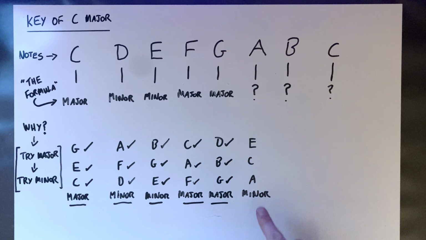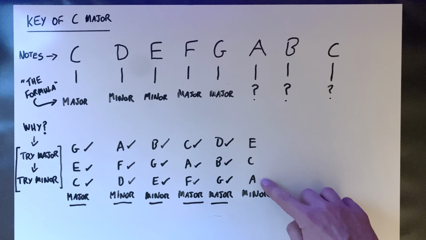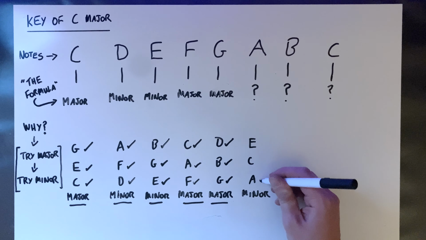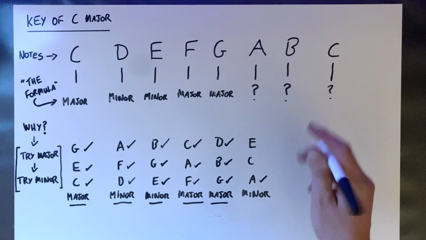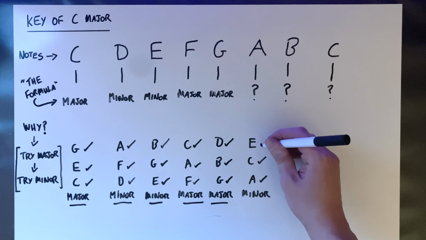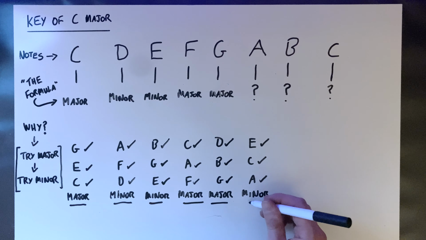So looking at A minor, the notes of the triad are A, C and E. So is A in the C major scale? Yes it is. Is C in the C major scale? Absolutely it is. And is E in the C major scale? Yes it is. So that means this next chord must be A minor.